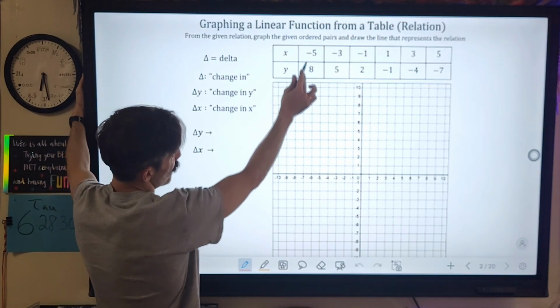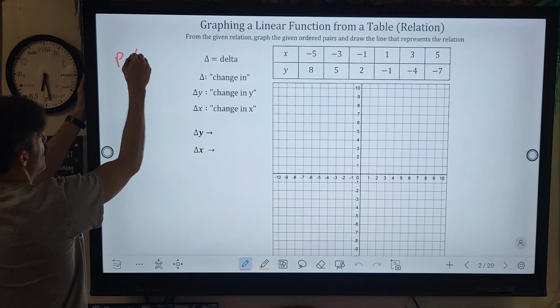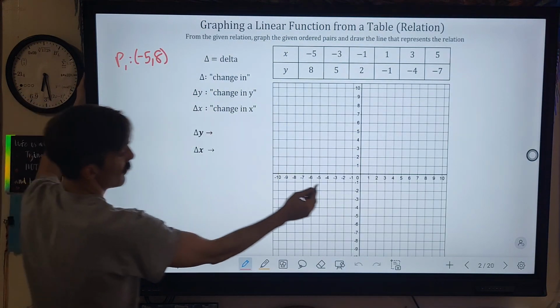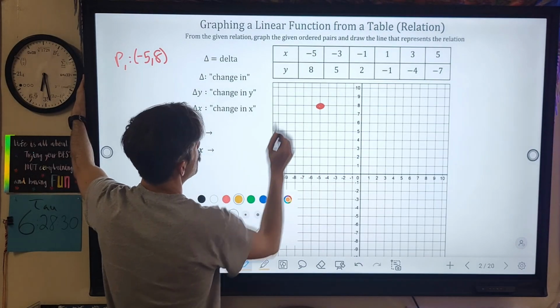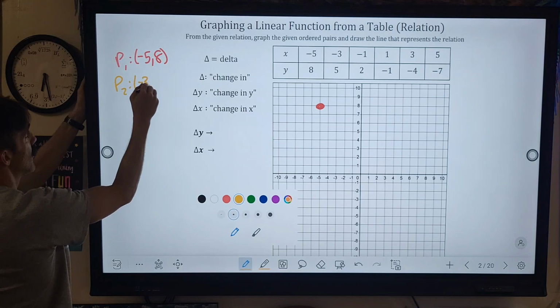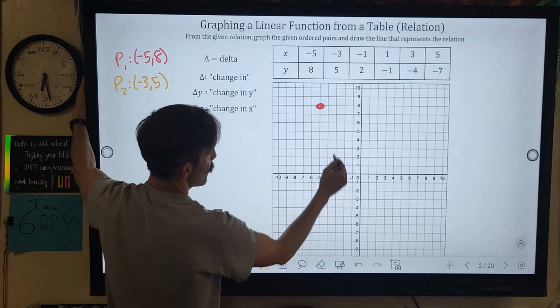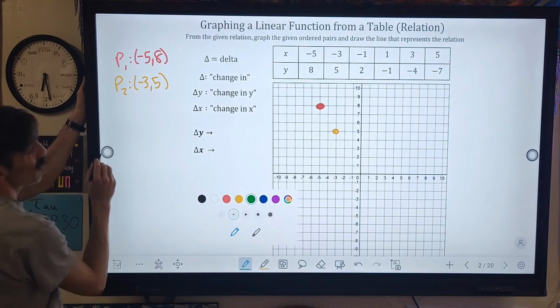So we have our first ordered pair, which would be -5, 8. So P1, -5, 8. So -5 up 8. All right, and then we got some P2. We got a -3, 5. So P2. All right, so -3, 5. Got some P3. That's a -1, 2.